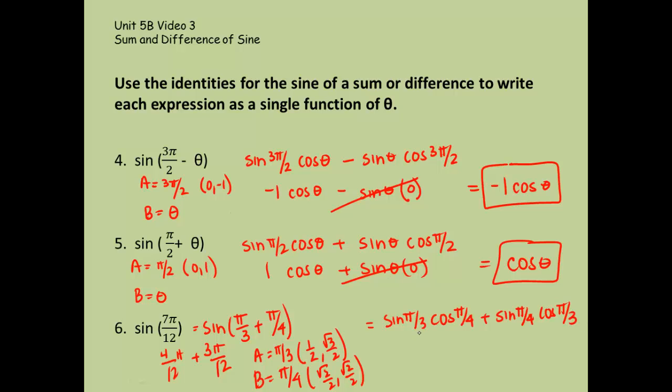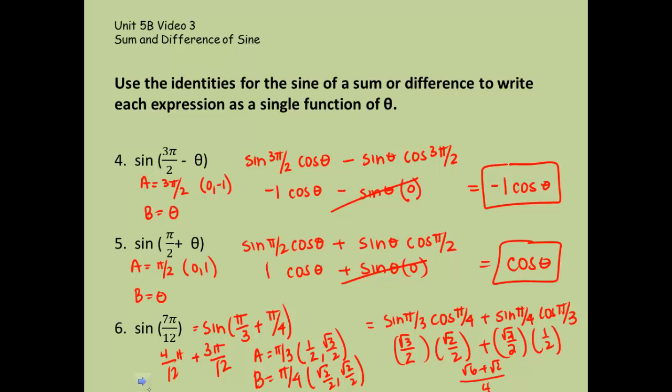Well, the sine of pi over 3, if I go to my ordered pair, is the square root of 3 over 2. The cosine of pi over 4 is root 2 over 2, plus the sine of pi over 4 is root 2 over 2, and the cosine of pi over 3 is 1/2. Well, this is going to simplify to something we've seen before. It is the square root of 6 plus the square root of 2 all over 4.